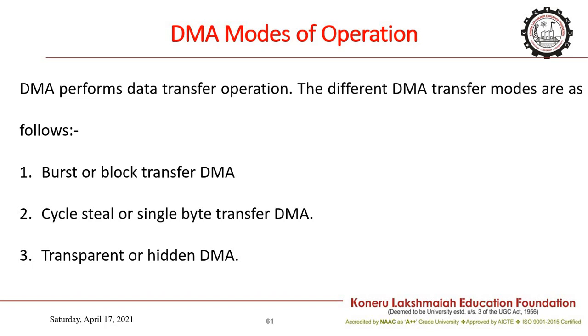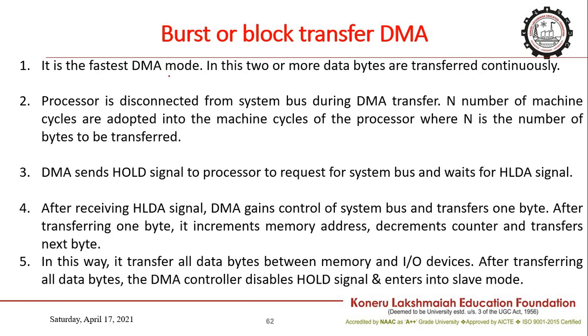Burst or block transfer of DMA, cycle steal or single byte transfer, or transparent or hidden DMA. So burst or block transfer is the fastest DMA mode. In this, 2 or more data bytes are transferred continuously. So the processor is disconnected from the system bus during DMA transfer. N number of machine cycles are adopted into the machine cycles.